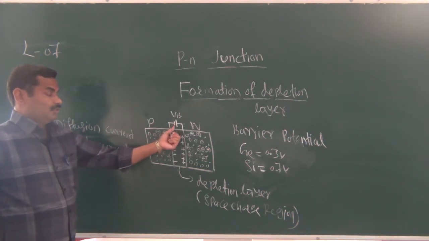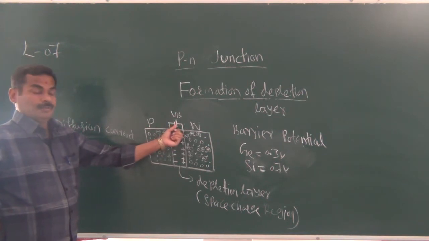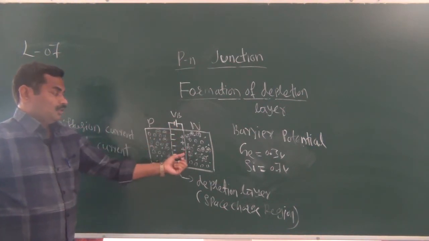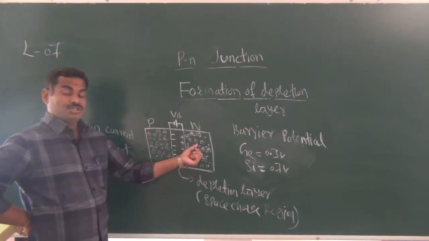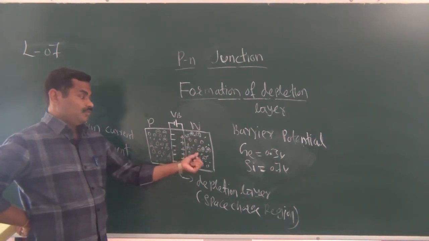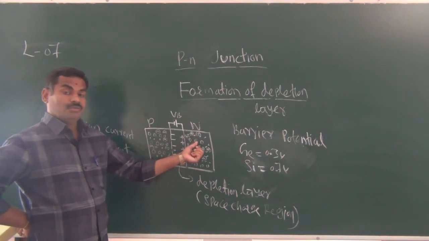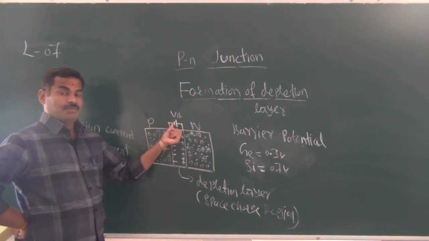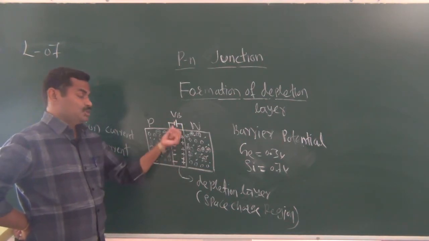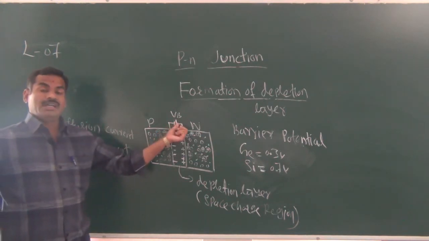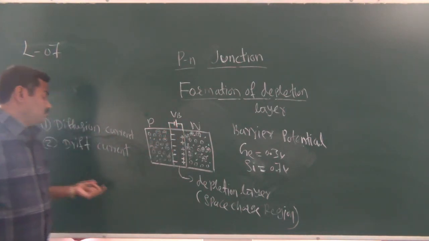Here, this is the current because of this barrier potential. Because of the barrier potential, in the N type, the holes are the minority carriers, and these holes move. In the P type, the electrons move because of this V_B, this barrier potential. That movement of electrons and holes because of this V_B is nothing but drift current. Drift current is nothing but the moving of electrons and holes because of the barrier potential, because of the electric field.